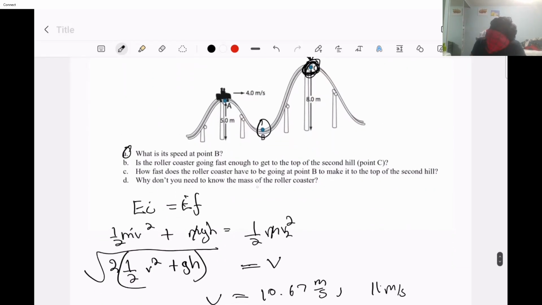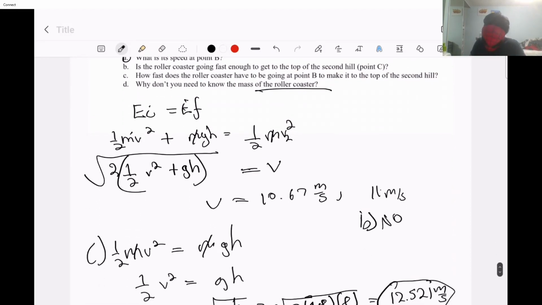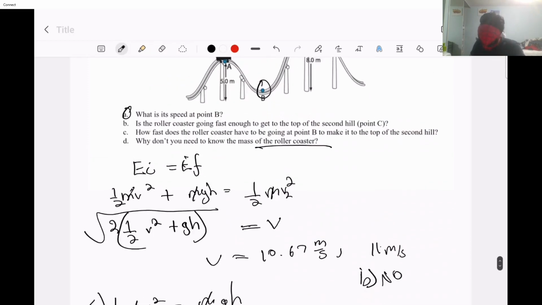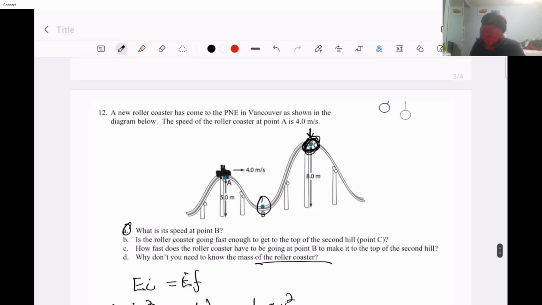And why don't you need the mass of the roller coasters? Because as you can see in this energy equation, the masses can all cancel out. So you don't really need the mass in these questions to answer these two questions.